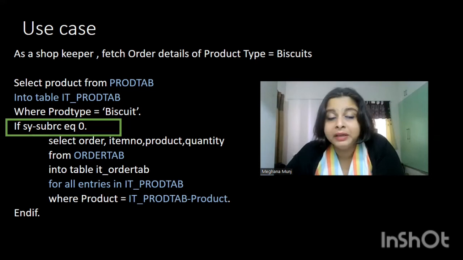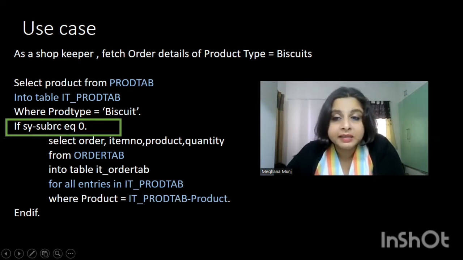And again, I repeat, this is equivalent to an inner join on two tables, prod tab and order tab, wherein I am comparing the field product from both the tables. It was earlier used in ECC, SAP R3, three-tier architecture to avoid performance issues. And now, because SAP has gone to HANA, they are recommending using direct inner joins on the database tables.